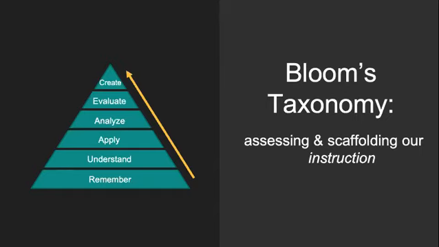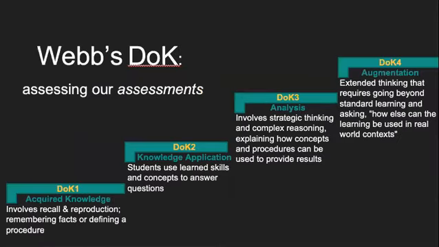We want to make sure that students have mastered particular cognitive knowledge and behaviors before we move them up into more rigorous behaviors. Webb's depth of knowledge, on the other hand, helps us to evaluate or assess our assessments. Okay, so Bloom's helps us to assess our instruction. Webb looks at the rigor or the level of complexity of our assessments, the assessments that we build to identify whether students have mastered that learning.